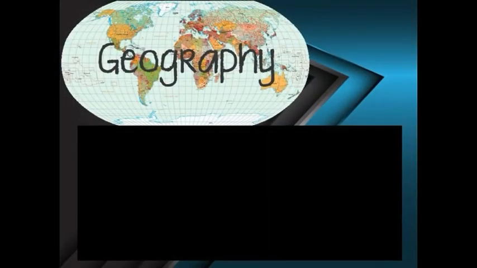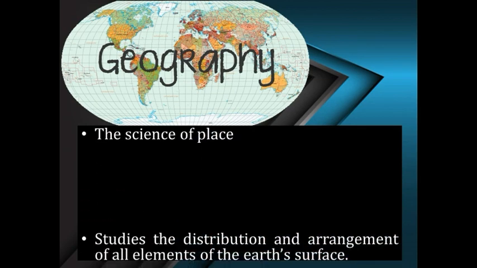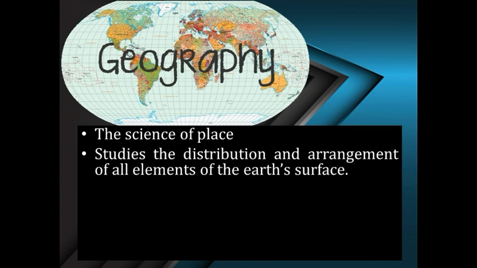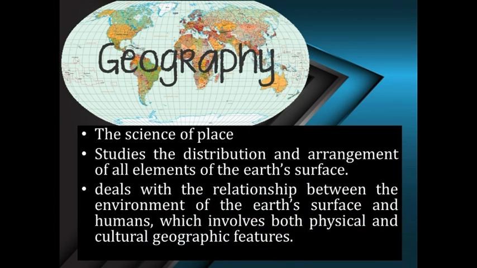Third, geography. Geography is the science of place. It is the social science that studies the distribution and arrangement of all elements of the Earth's surface. Geography studies not only the surface of the Earth, but also the location and distribution of its physical, as well as cultural features, the patterns that they form, and the interrelation of these things as they affect people. It deals especially with the relationship between the environment of the Earth's surface and humans, which involves both physical and cultural geographic features.